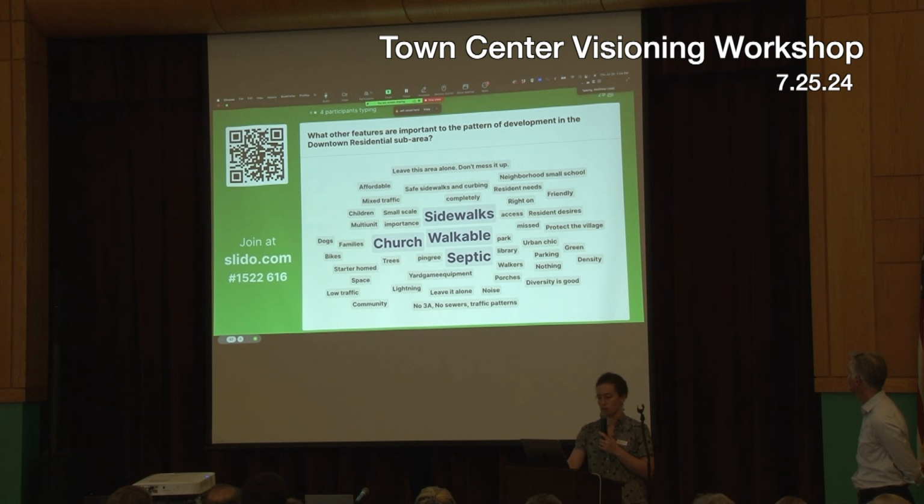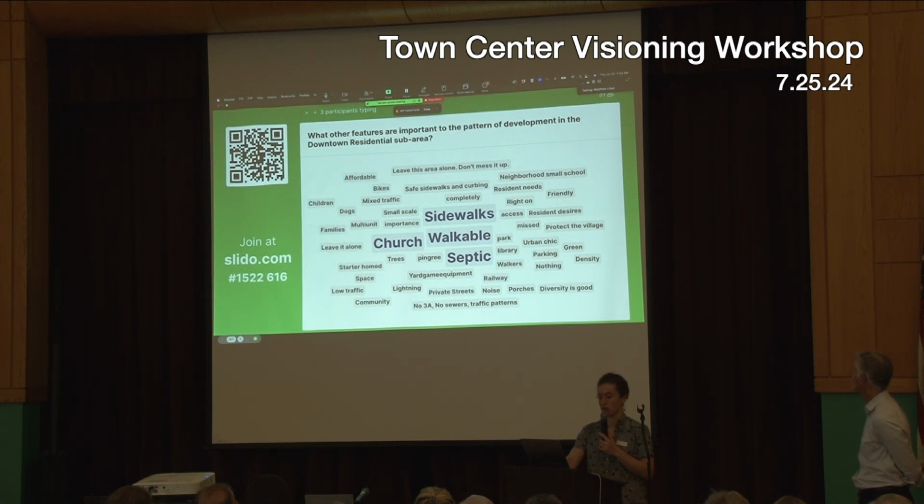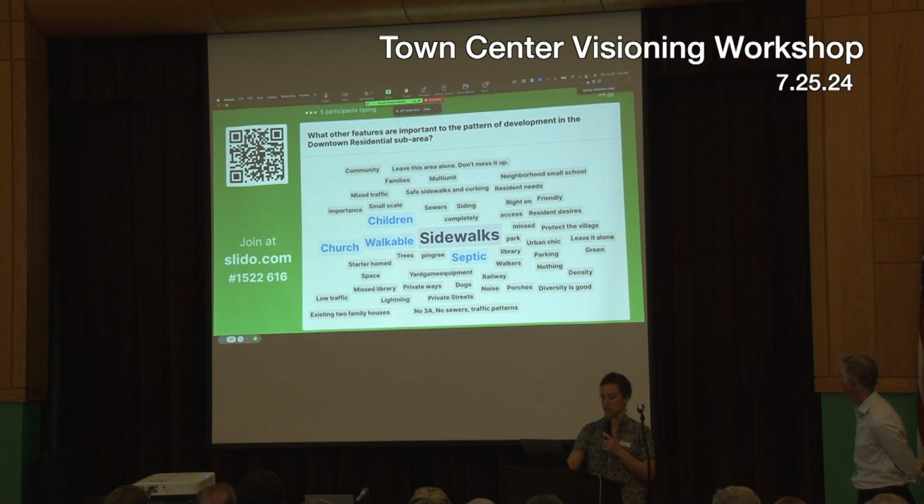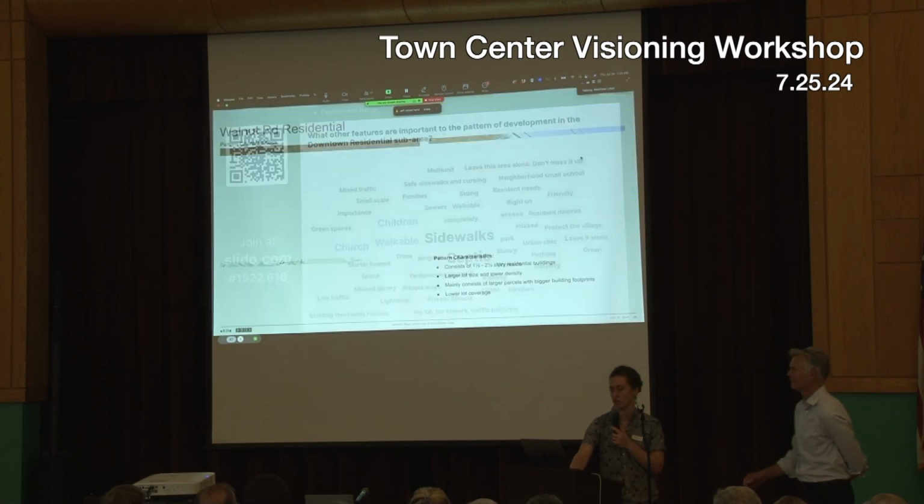I'm interested in us doing more work around sidewalks, acknowledging churches as part of this pattern, looking at how walkable it is, and septic issues that we talked about before, children, families, a bunch of other things that are in smaller text here. Okay, I'm going to keep moving, I think, in the interest of time.